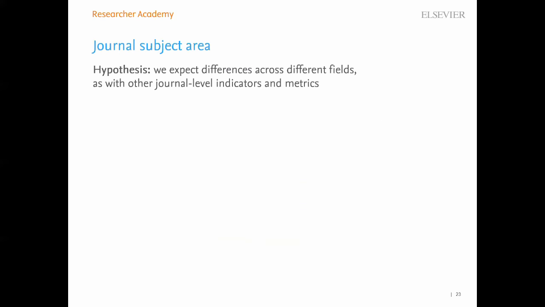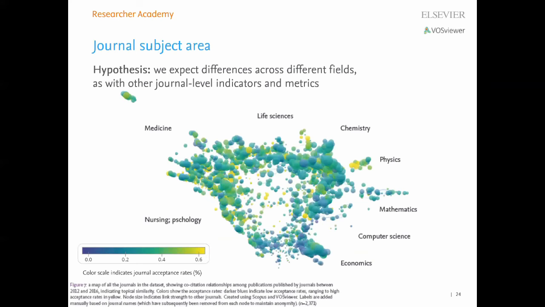The last trait we considered was the subject area of the journal. As with many journal level indicators and metrics, we expect differences across the various subject areas. Just a quick reminder, the journals covered in this report have a good coverage of all fields with the exception of social sciences and the arts and humanities. The map that we show here shows the coverage of the journals in the dataset and the range of acceptance rates. Certain areas of the map are certainly more inclined towards lower acceptance rates, economics and computer science in particular, and to a slightly lesser extent, mathematics. In contrast, medicine, nursing, and life sciences tend to have higher acceptance rates.